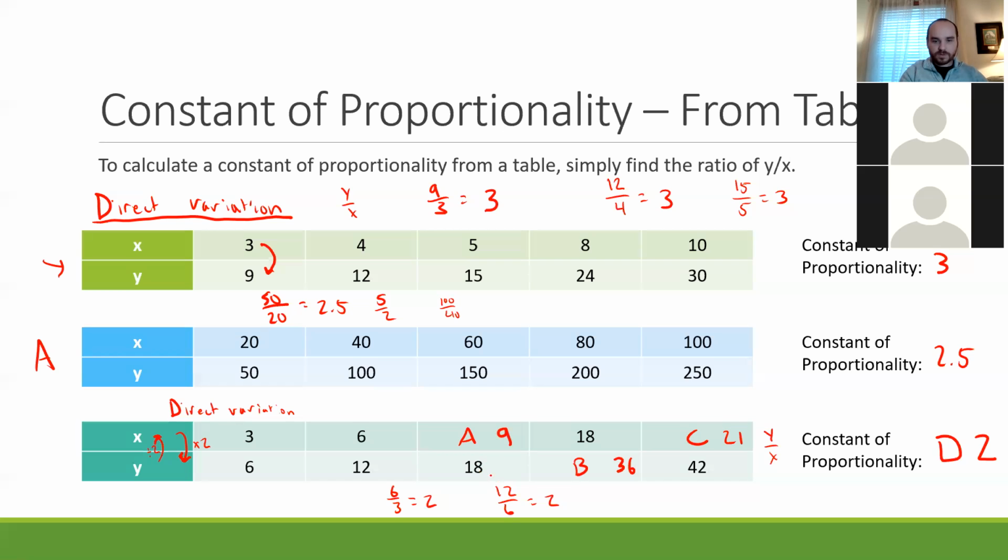So for A, we have 18. We're going from y to x, so we're going to divide by 2. And 18 divided by 2 is just 9. For part B, we've got 18. We're going to double it. That goes to 36. And for 42, we're going to take half of it. It goes to 21.